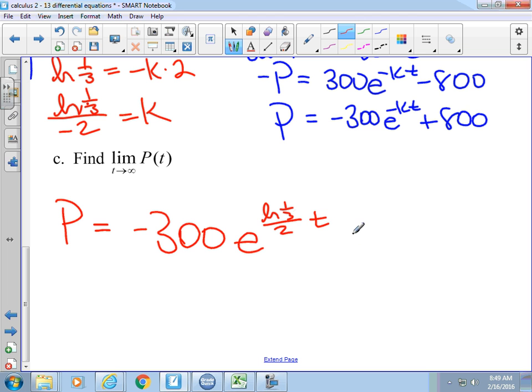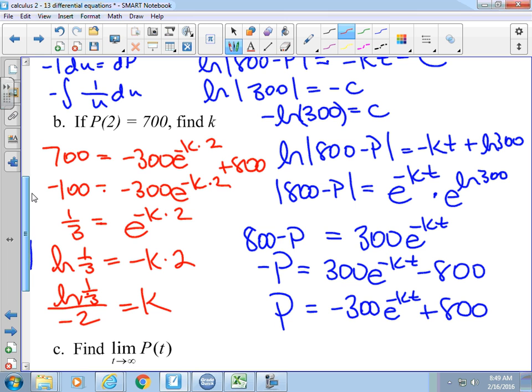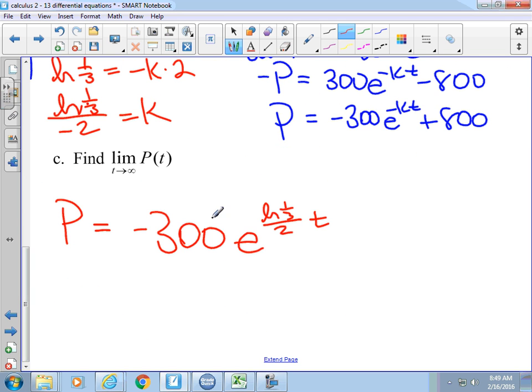So is this C, like you're starting C right now? Yeah, I'm starting C, because all it said on part B was to find K. I did, I'm good. So why are you dropping negative? This was negative, and this was negative. So negative, negative makes sense.